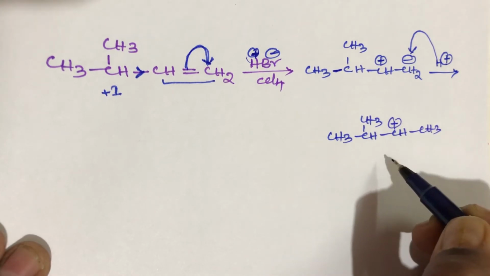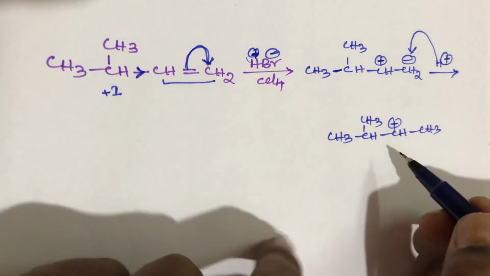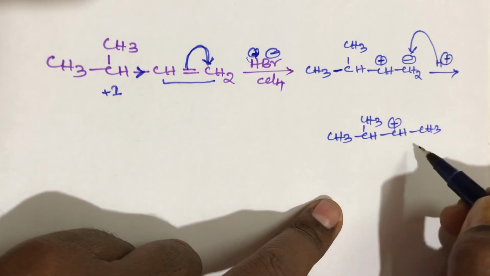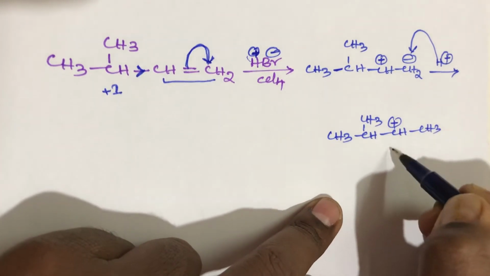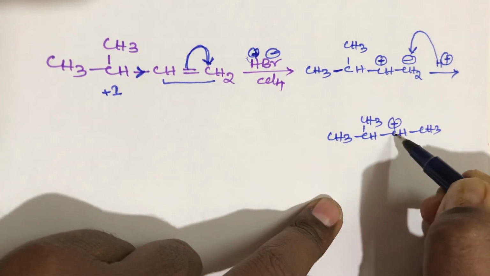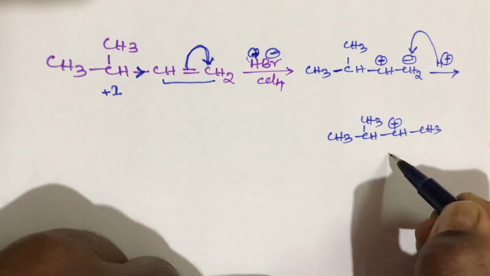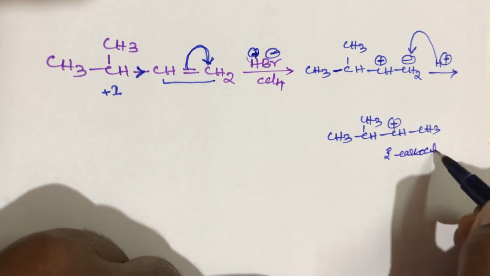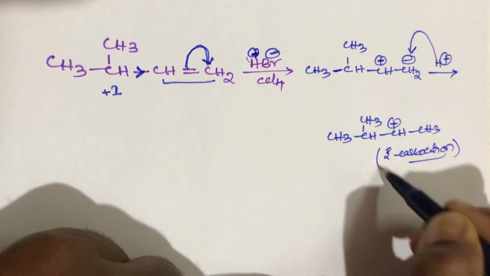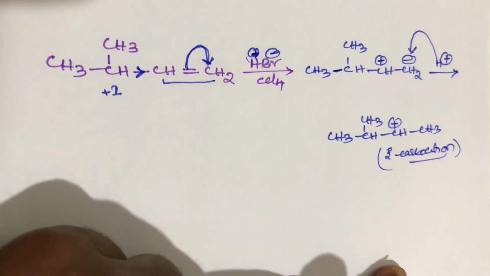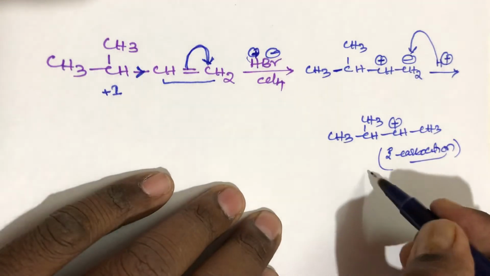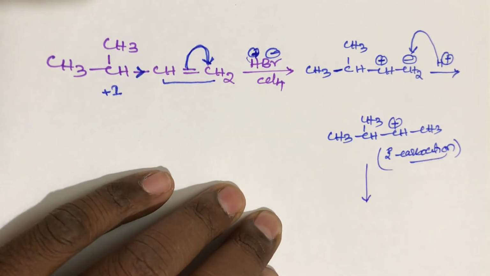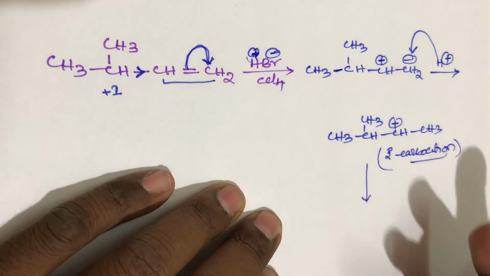This is the intermediate carbocation that is formed. It is a secondary carbocation, because the positive charge is present on a secondary carbon. So a stable secondary intermediate carbocation is formed. In the first step, the electrophile attacks the negatively charged side.